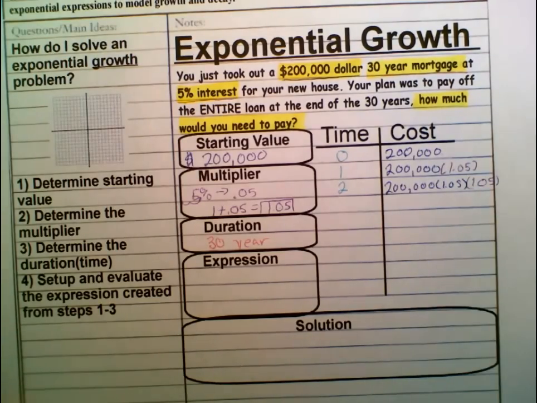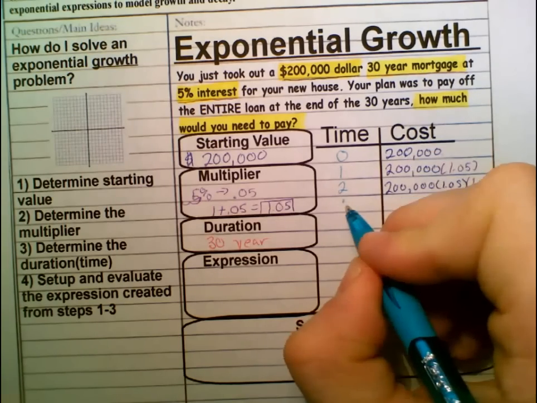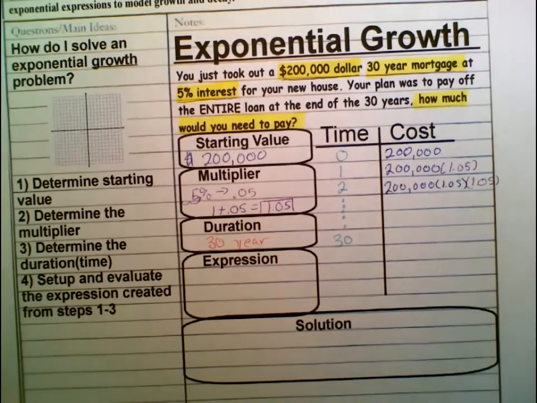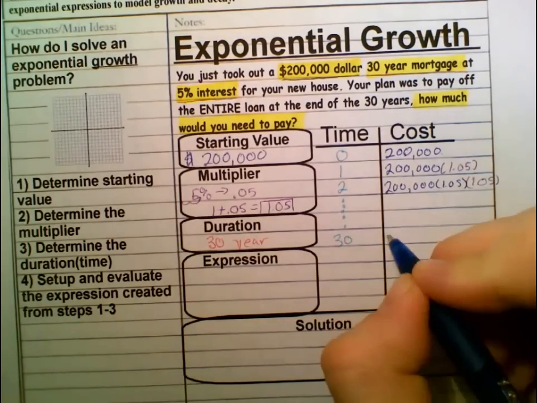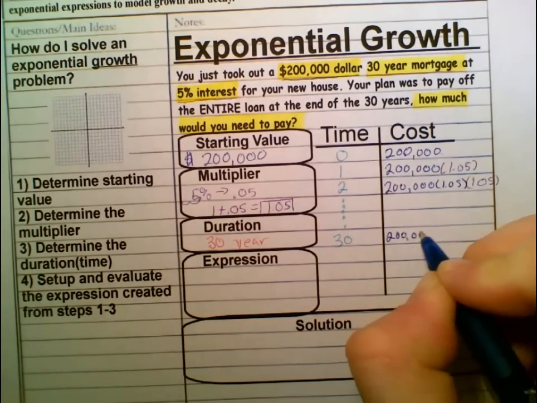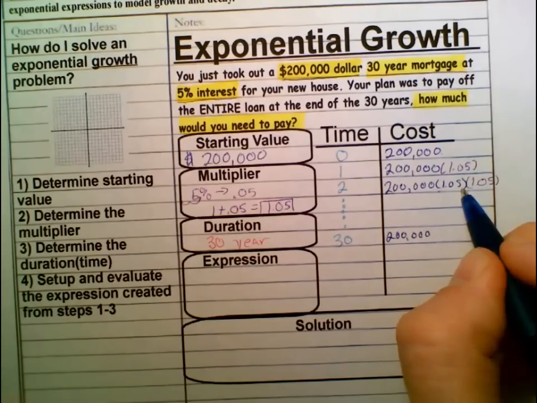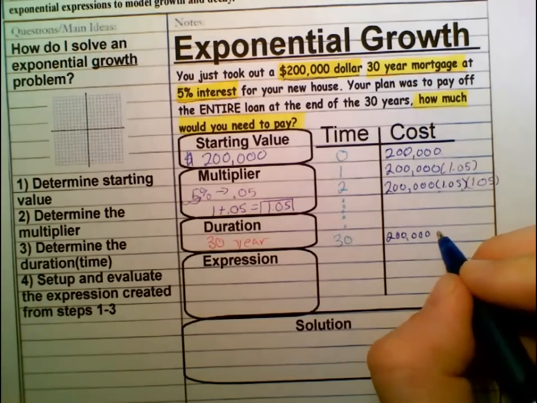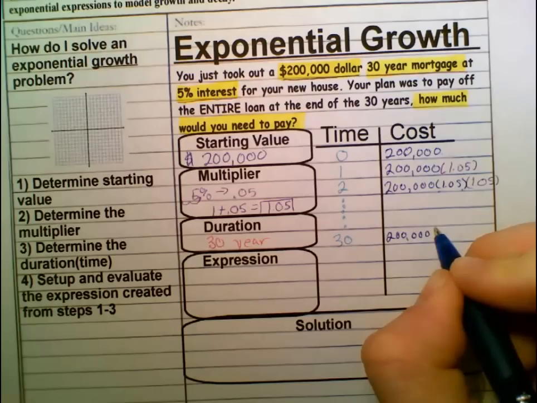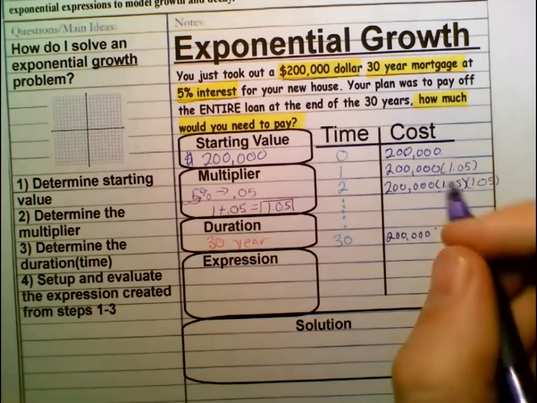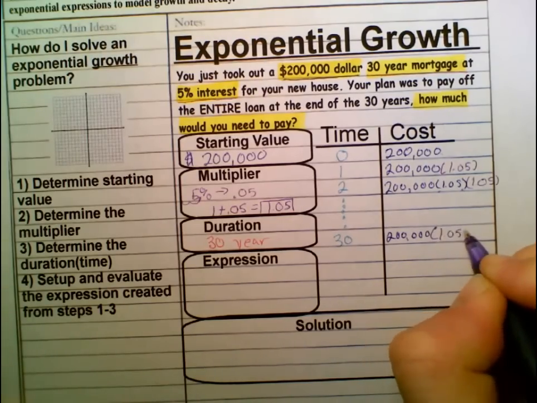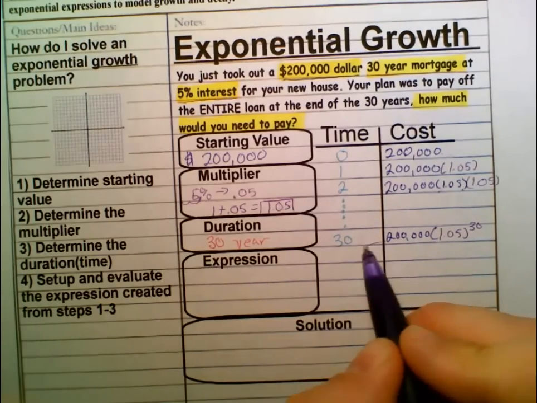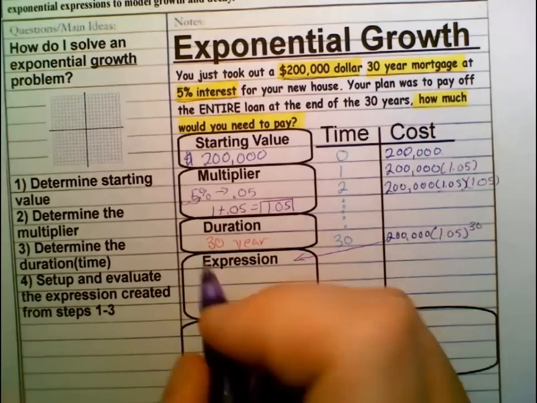And if this continues on and on and on, in 30 years, the cost of this loan is going to be $200,000 times 1.05 multiplied by itself 30 times. And the easy way to write that is using exponents. So we would say this is 1.05 raised to the 30th power. Well, this is our expression right here. That's our expression. And so let's write that down here.